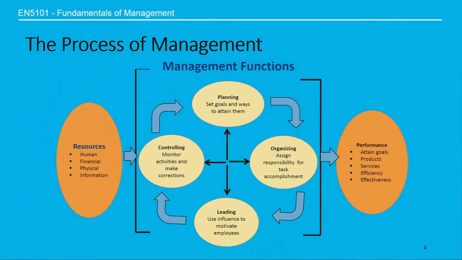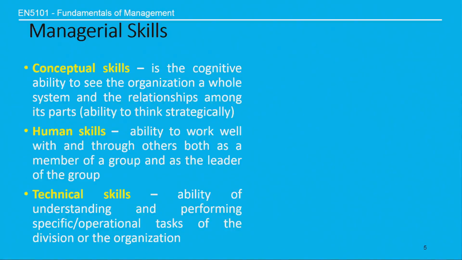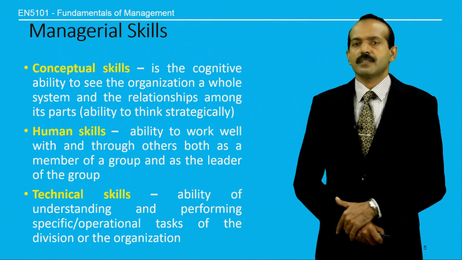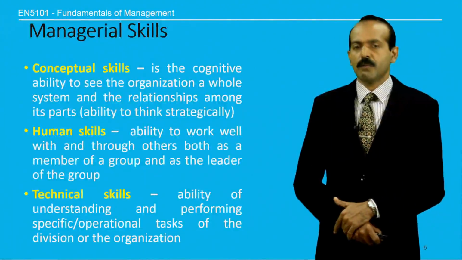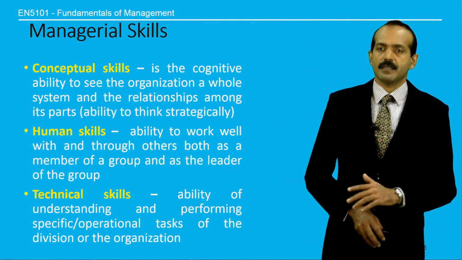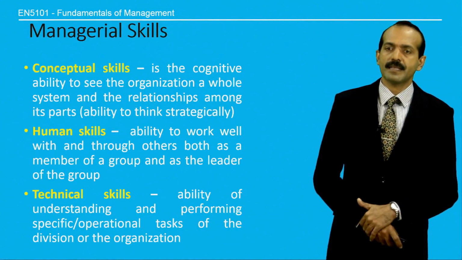These three kinds of elements should work as a system. That idea has come from the systems theory of management. This management process concept has been backed by the systems theory perspective. Having understood the process of management, now we are going to identify major skills that managers should have. Those skills are: the first one is conceptual skills, the second is human skills, and the third one is technical skills.